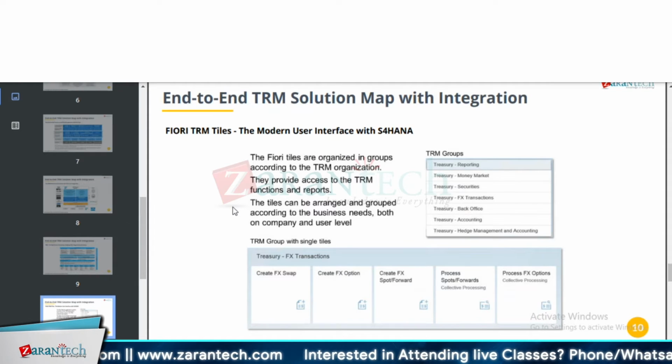Now coming to Fiori TRM tiles, this is also something which we are going to see, as in how we are going to progress in our deal creation, settlements of deals, posting to accounting, and doing the reporting. SAP Fiori has individual Fiori apps for doing these transactions.